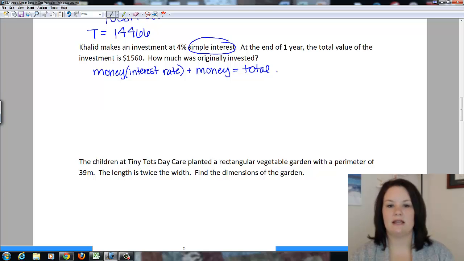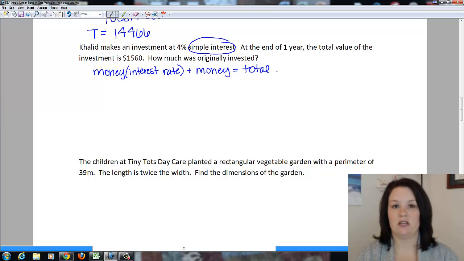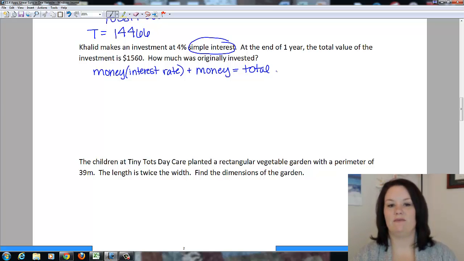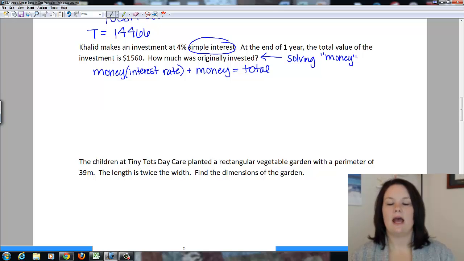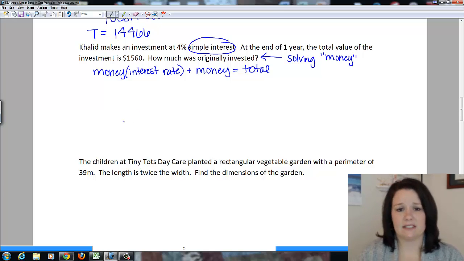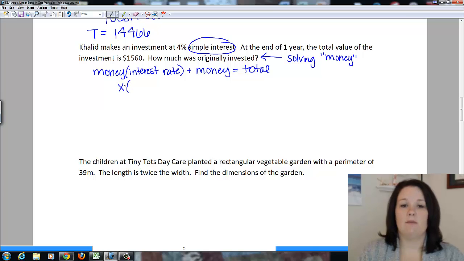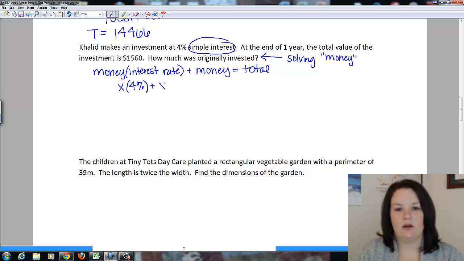It says Khalid makes an investment at 4% simple interest. So that's my interest rate. At the end of 1 year, the total value of the investment is $1,560. How much was originally invested? If we're looking for how much was originally invested, we're solving for "money," because that's what I labeled it in my little equation here. How much money did I originally put in? I'm going to call that X. So this is X, and then I multiply it times my interest rate, which is 4%. I add that back to my original amount, which we're calling X, and it equals my total investment, which is $1,560.